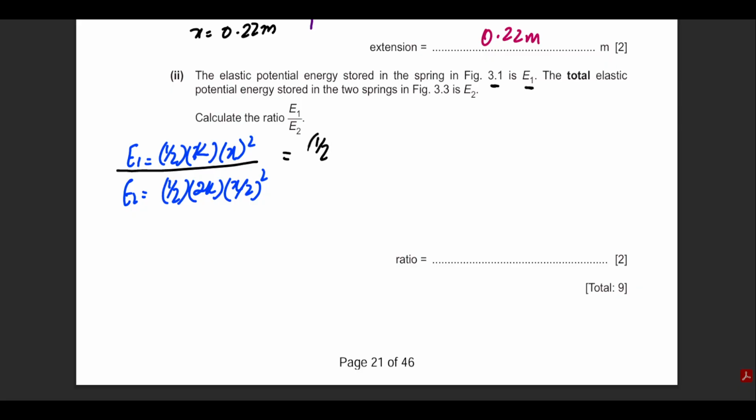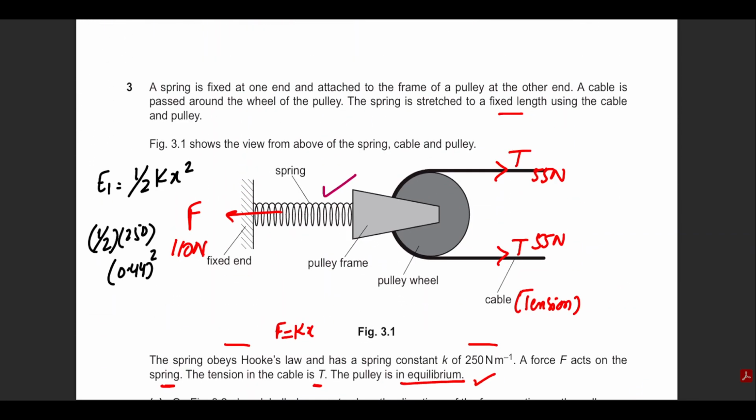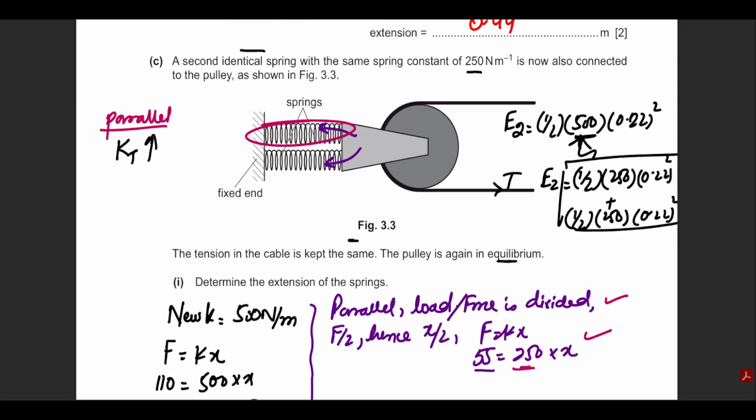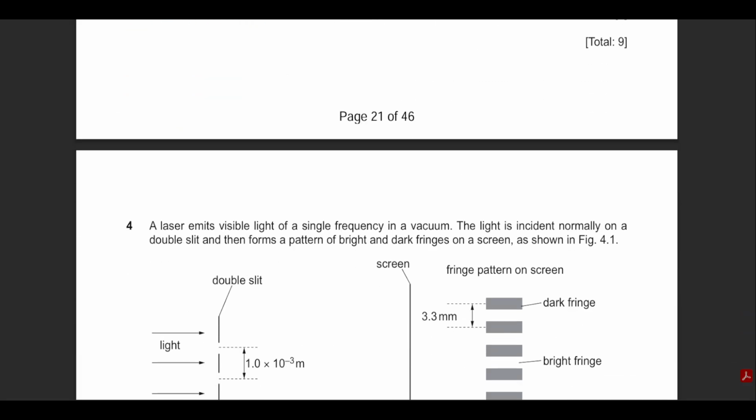So this will be 1 over 2 into 250 into 0.44 whole squared divided by 1 over 2 into 500 into 0.22 whole squared. The final answer is going to come out as 2, so we can write down 2.0 as the ratio, which means that this system has twice as much elastic potential energy as this one. In some cases, that's a good idea. In some cases, it's not. So it depends on the application where you want them to be.